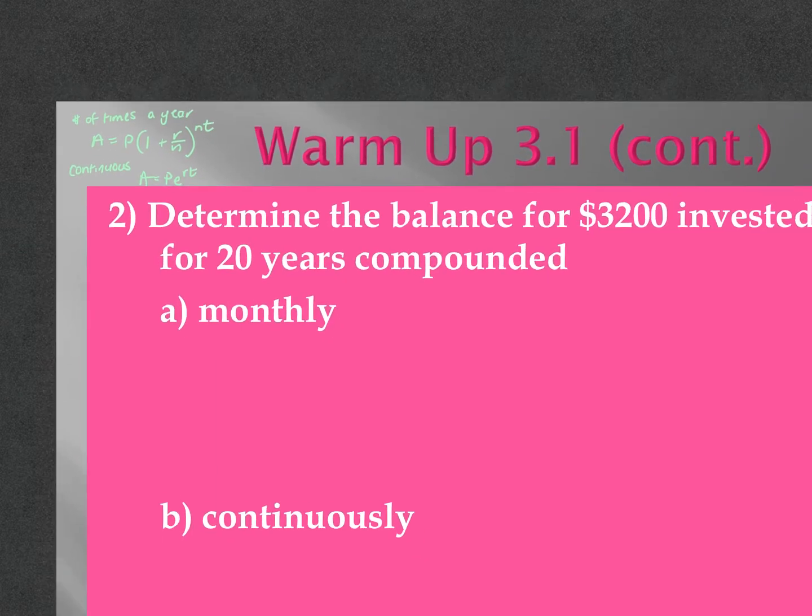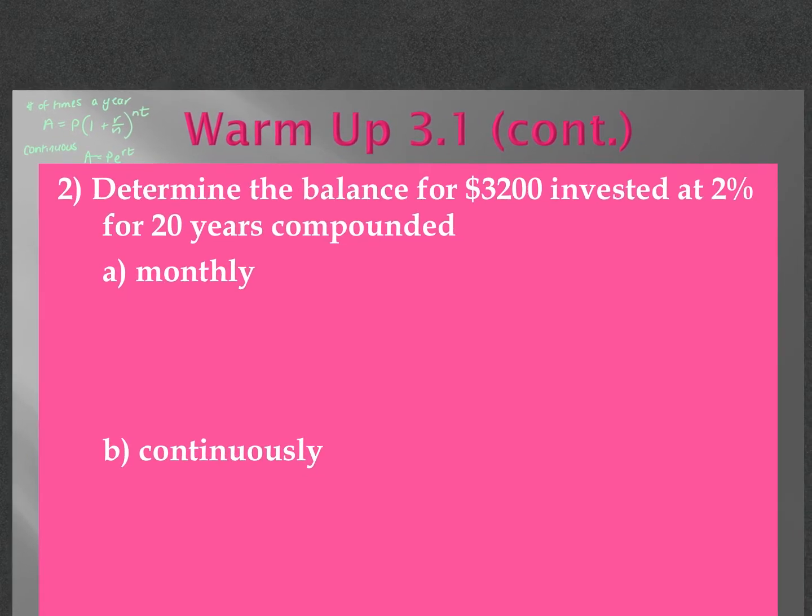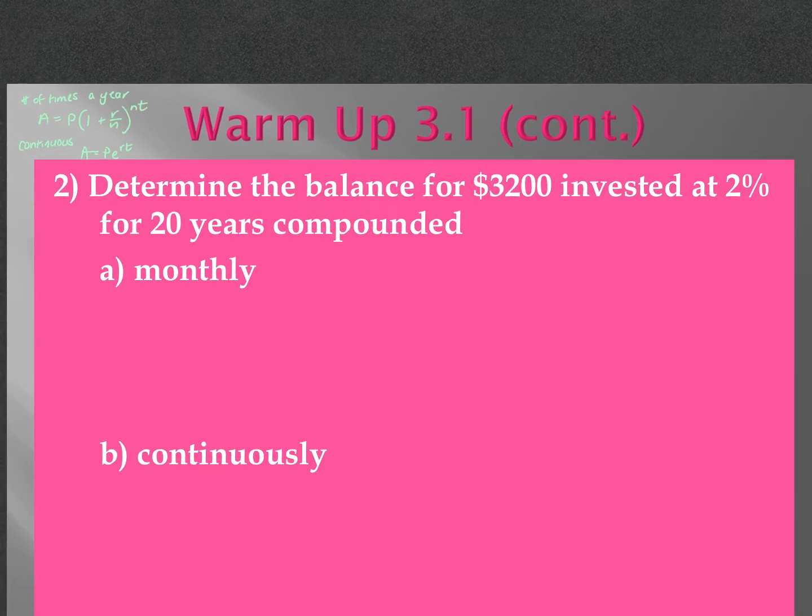All right, so number 2 says determine the balance for a $3,200 investment at 2% for 20 years compounded, and A says monthly. So which formula am I using for A? Good. P times (1 plus r over n) to the nt. So P is my principal balance, that's the $3,200. 1 plus my rate in decimal format. So 2% is what? 0.02. Good. Number of times a year if it's monthly? 12, raised to the number of times a year times the number of years. Good. And then I let the calculator do that work for me.